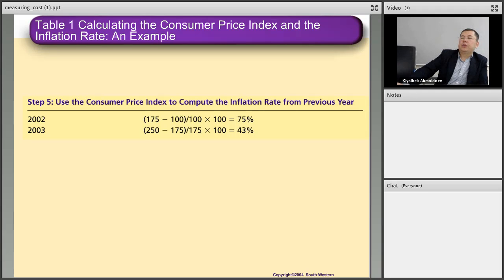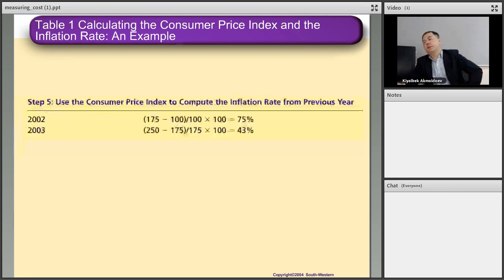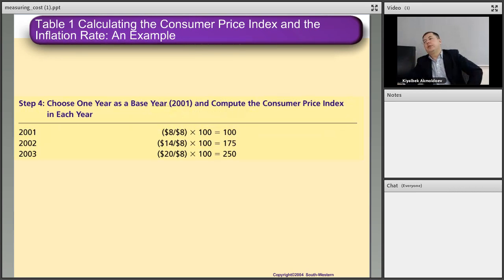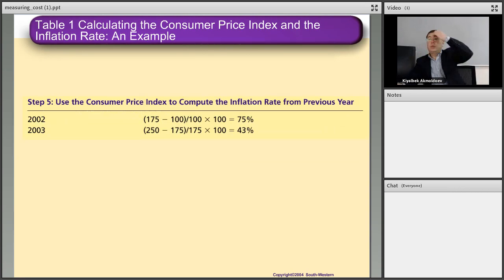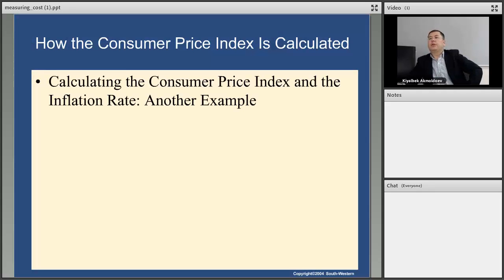Next one is 2003. 250 minus 175 divided by 175 multiplied by 100. This is the change from 2002 to 2003, and we see it is 43%. Let's go on. So the consumer price index is calculated. Consumer price index and inflation rate.